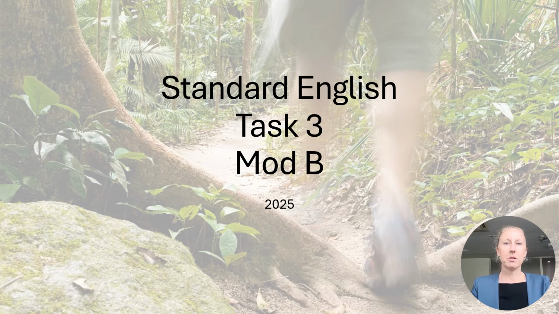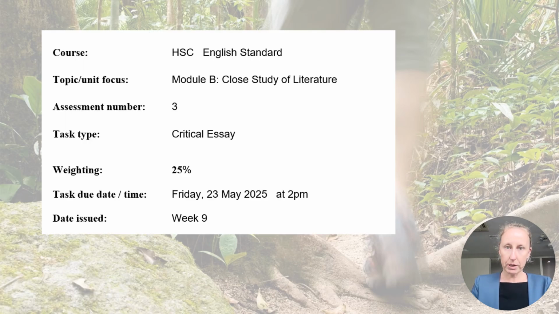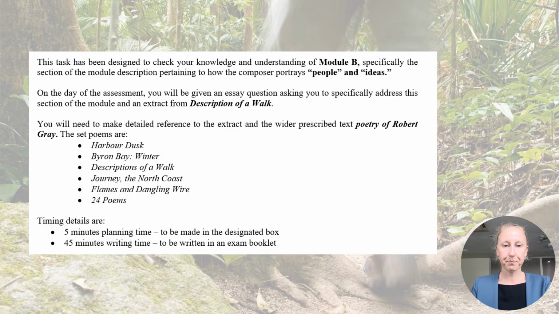Today's video will explain your third assessment task for English Standard, which is of course Module B about Robert Gray. As we always do, please follow along with your gold sheet. You know that this is assessing close study of text. It is a straightforward essay type task. You can see the weighting and the outcomes on your gold sheet, and you'll note that it is another Friday assessment, this time on the 23rd of May, and it will start at 2 o'clock.